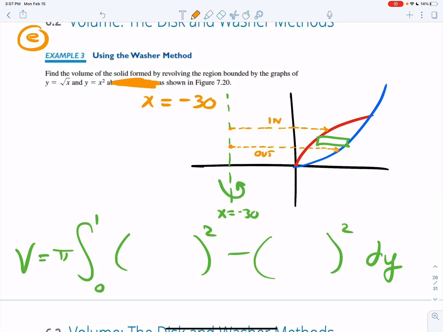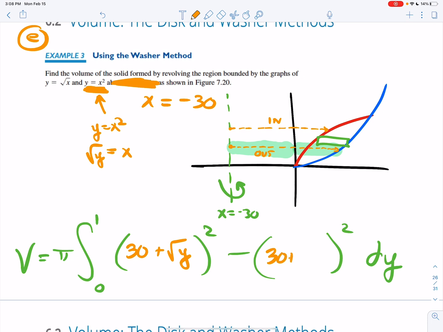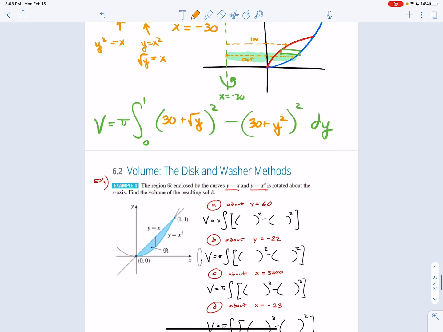Okay, so to get your outside length, that looks like it's really just 30 plus the blue function. So that's really 30 plus the parabola. But in terms of y, if it's y equals x squared, that's x equals the square root of y. Okay, so the inside will be 30 plus the red function in terms of y, which is really x equals y squared. And that's it.